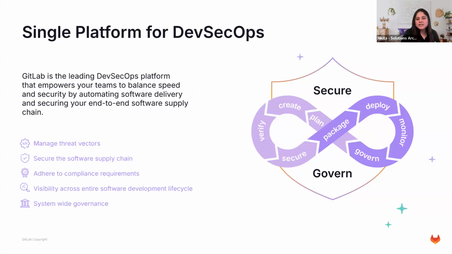So with all the capabilities inbuilt, GitLab can provide system-wide governance and visibility across your entire software development lifecycle of any vulnerabilities, securing this software supply chain, and most importantly, adhering to the compliance requirements, whether it's a regulatory environment or at the enterprise level, where you need to define custom policies to secure your CI/CD pipelines.